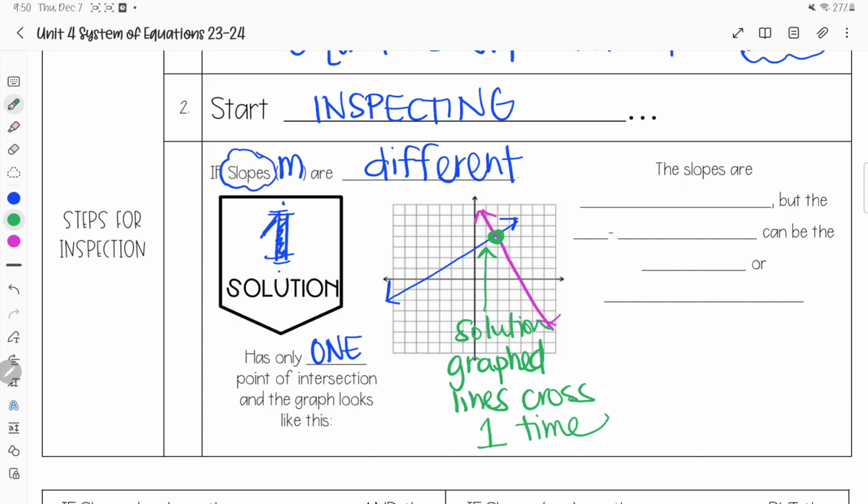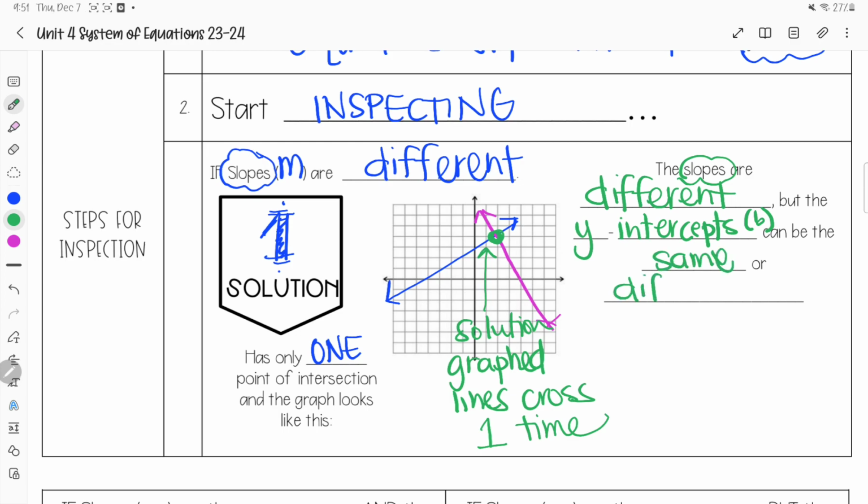So the key to this, and if you remember, for those of you who've done your biweeklies, is that the slopes are different, but the y-intercepts, so that b, can either be the same or different. So if you remember, we did these on the biweekly where you'd have to replace the letter h and say, what could you replace h with so that it has infinite solutions? Or one solution, or no solution. So same thing. So you're always going to start by inspecting slopes.